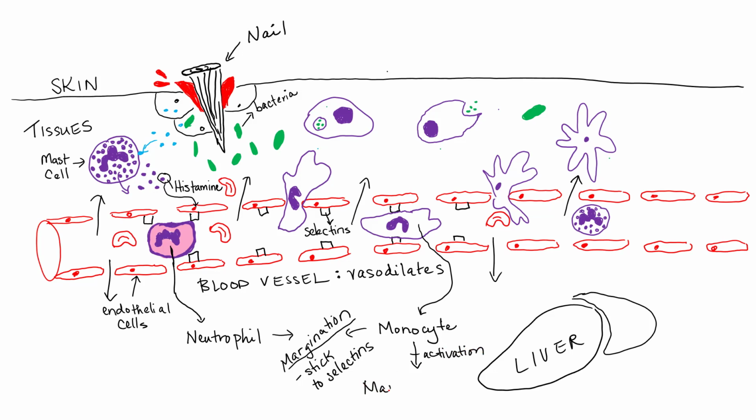Yes, they're called macrophages. So the monocyte activates to a macrophage, and it squeezes out. And as it squeezes out, we call that process diapedesis. So they squeeze out of the blood vessels and into the tissues. And then they do their job. What's their job? Phagocytosis. So these are phagocytes.